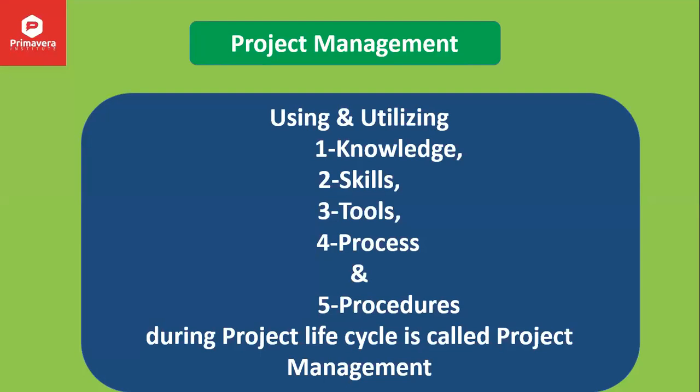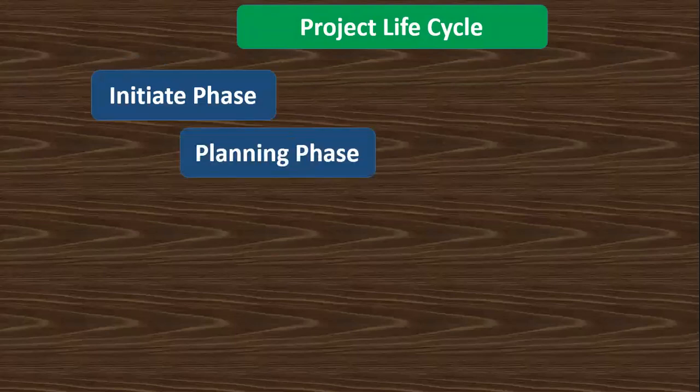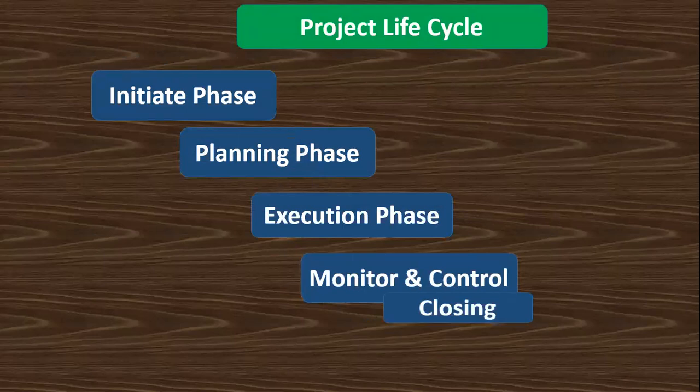Using your knowledge, skills, tools, process and procedures during your project life cycle is called project management. So what is the project life cycle? It is the backbone of your concept. The project life cycle includes the first phase, called the initiate phase, second, planning, third, the execution phase, then you have the monitor and control phase, and then you have the closing phase.